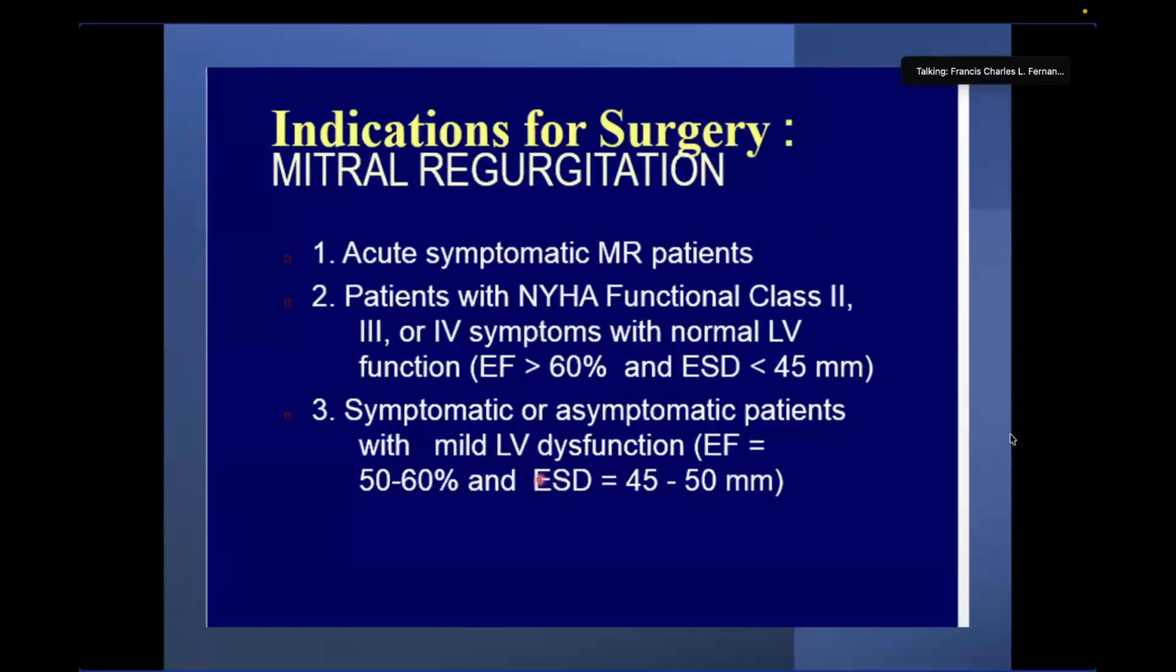Patients in functional class 2, 3, or 4 symptoms with normal LV, symptomatic or asymptomatic patients with EF of 50 to 60 and systolic diameter of 45 to 50. These numbers are echo parameters, but generally speaking, patients with symptoms already with LV function, basta may symptoms, or asymptomatic patients with mild LV dysfunction already.